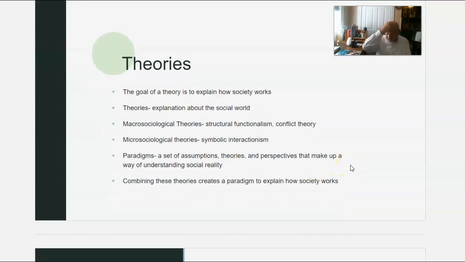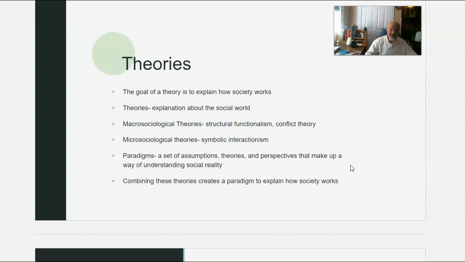Like any social science, sociology has theories. A theory explains systematically how society works. Theories explain the social world from some perspective. Now, the word theory, we don't want to talk about it like you talk about it in the vernacular. In other words, a theory is not just a fiction. It's simply a systematic narrative that we use to explain social phenomena.